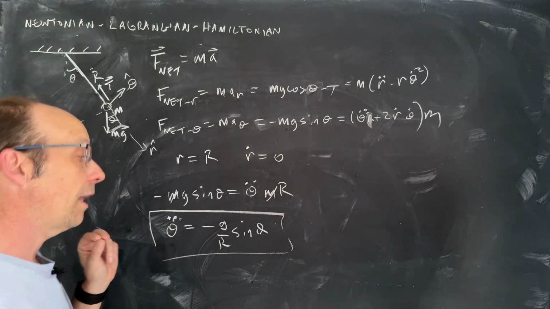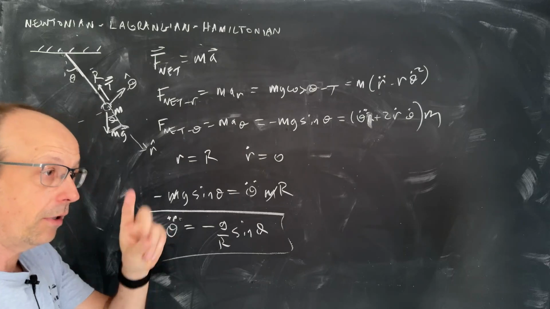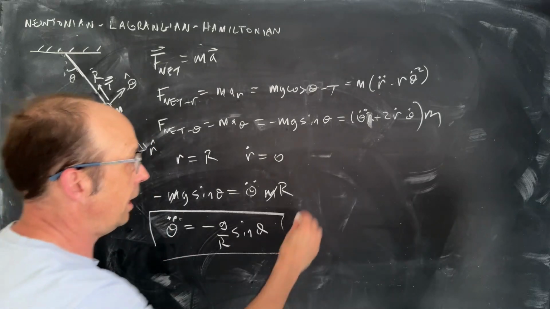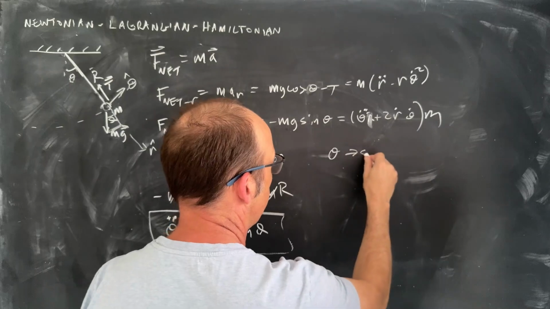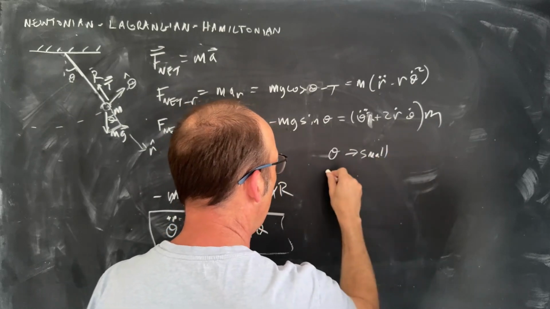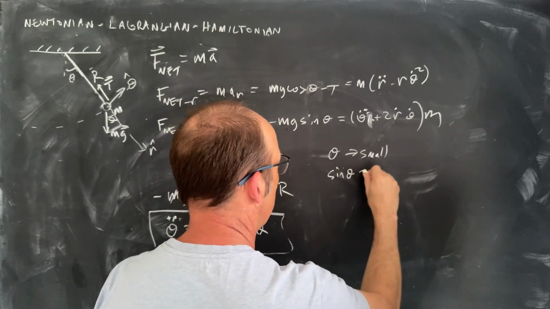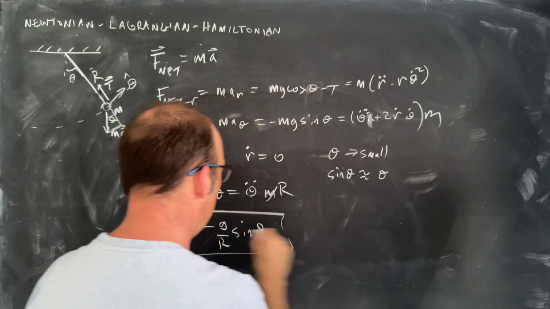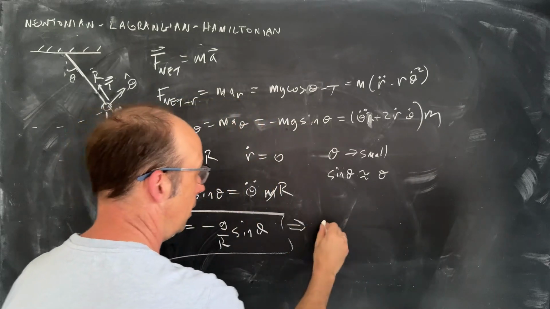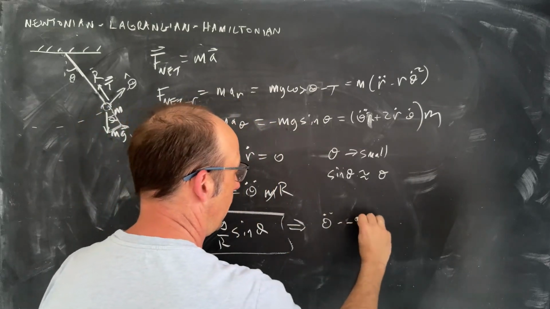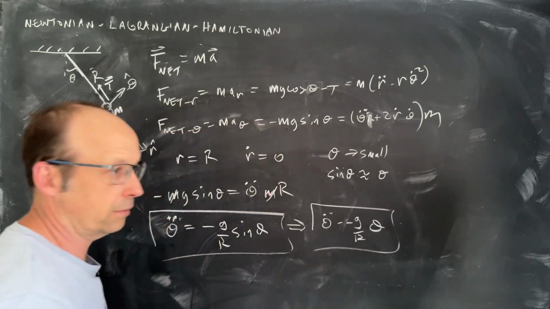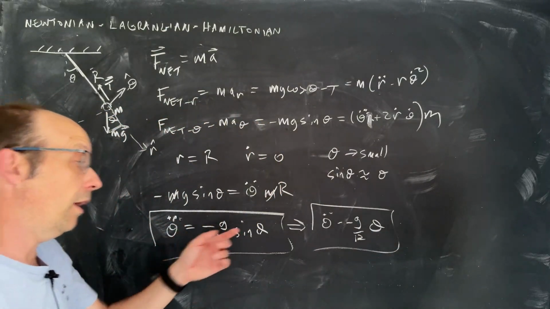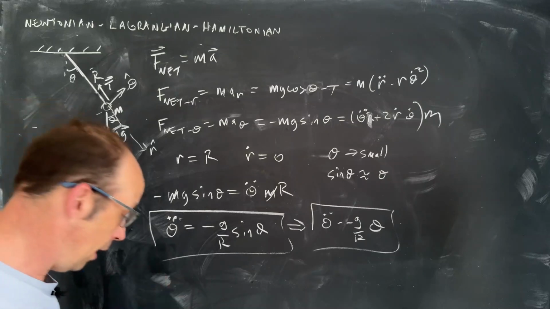So there's two ways you could solve this problem. Number one is to say if theta is small, then sine theta is approximately equal to theta. So this equation becomes theta double dot equals negative g over r theta. And this is simple harmonic motion. Okay. Now, if you want to deal with large angles, now we have a problem.